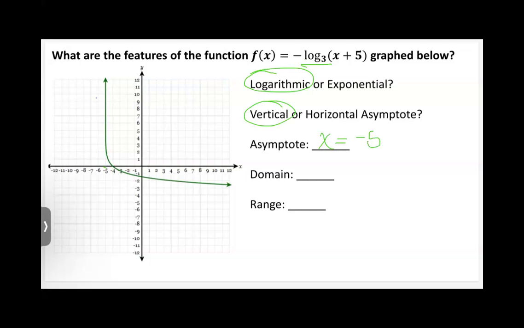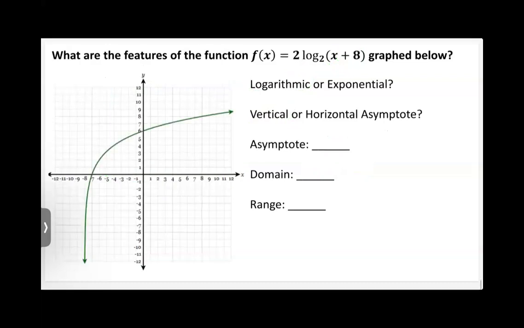And then the domain, and you can see up there, that +5 means it moved to the left 5. And then the domain is x has got to be greater than -5. The range is all real numbers. And that was the last one of those.